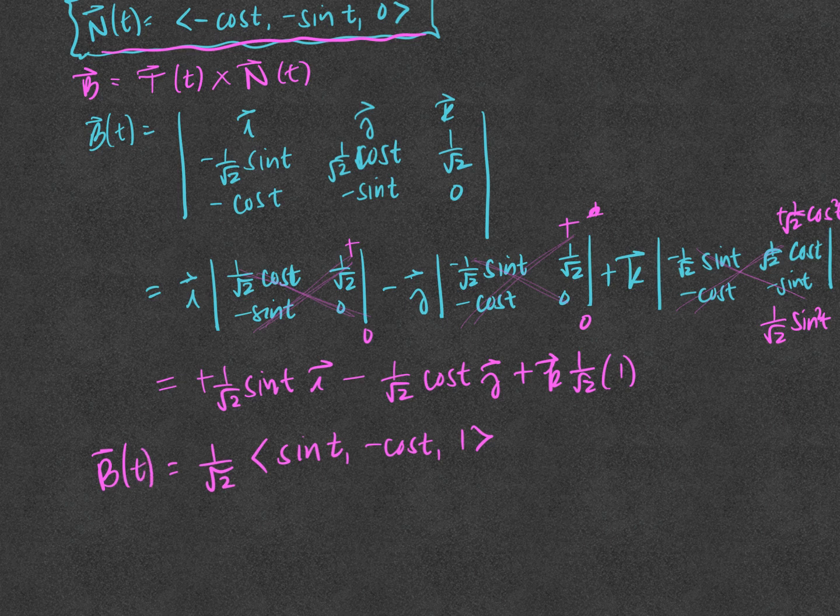Now remember, your binormal vector is perpendicular to both T and N, and it's a unit vector. So that's how you find your binormal vectors.